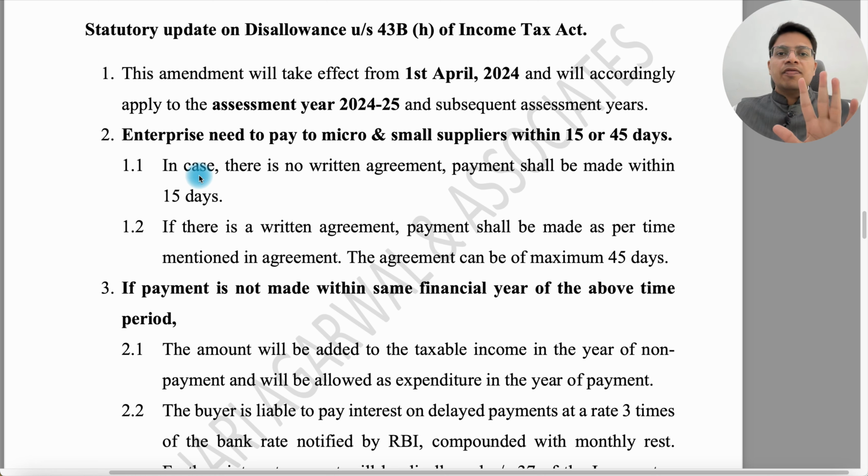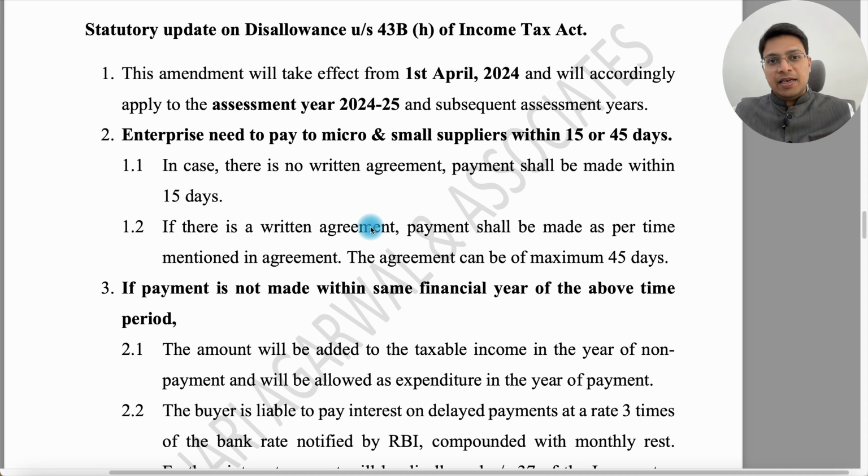The due date will become 15 days. Next, if there is a written agreement, the MSMED Act says that you can have a written agreement of more than 15 days also, but not more than 45 days. Let us say, for our example, you have an agreement with the supplier that will make the payment to the supplier within 30 days. That is also fine. 35 days, fine.